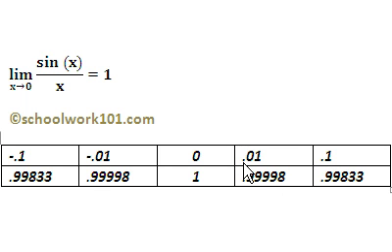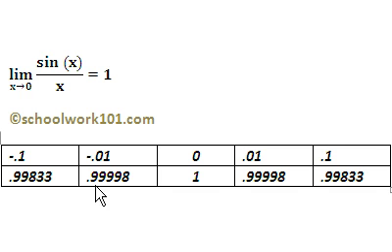I could have done 0.001 and plugged it in, and you would have seen that we'd be getting even closer and closer to 1, but I just stopped at 0.01. Now coming in from the left hand side, we take a negative 0.1 and we plug it in, and we get 0.99833. And we get a little closer to 0 coming in from the left at negative 0.01, and plugging that in, you can see that we get even closer to 1.